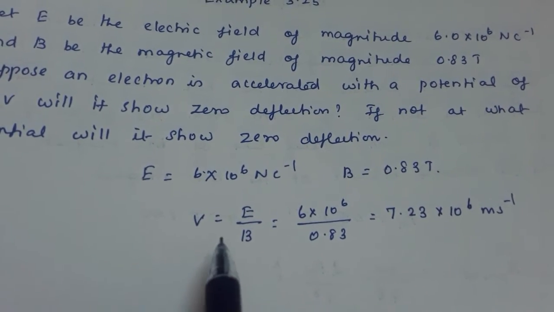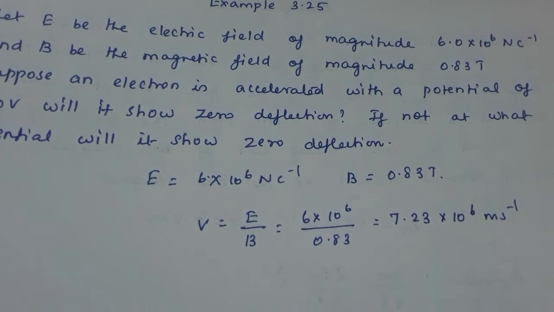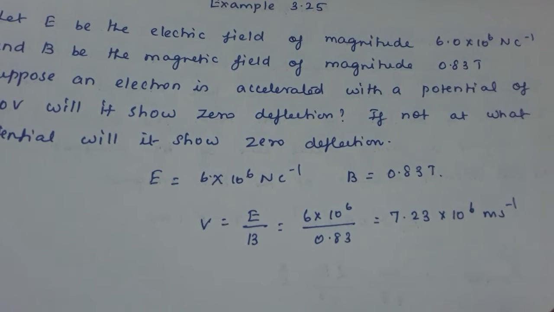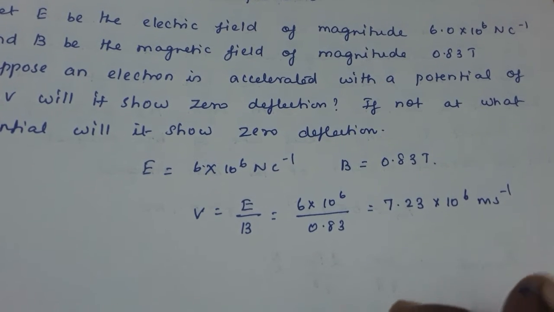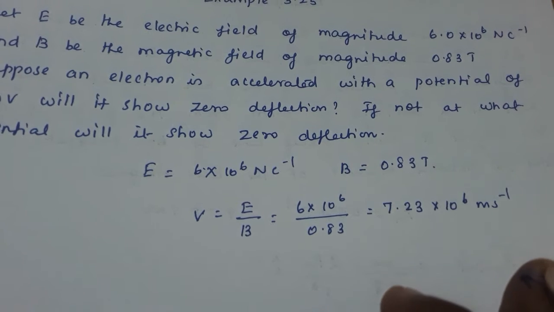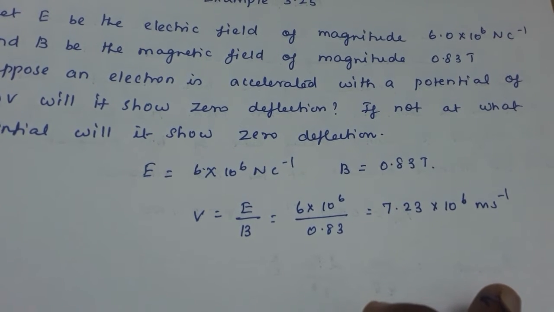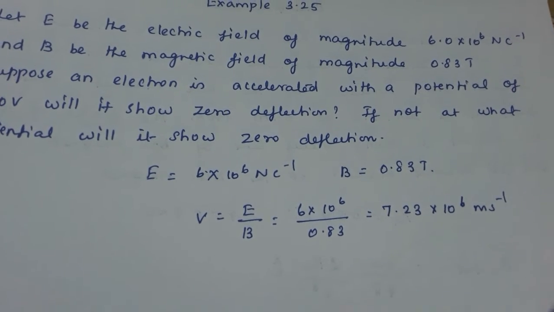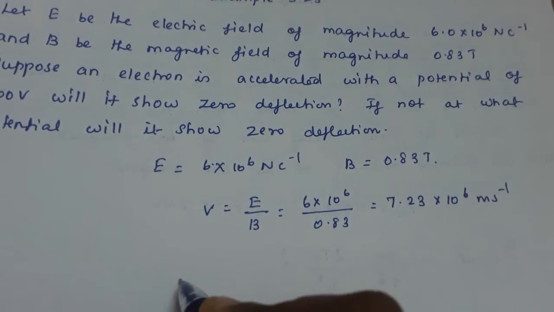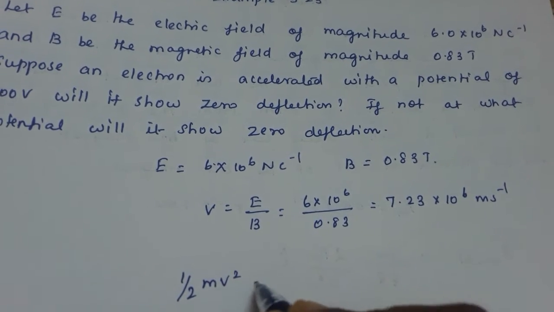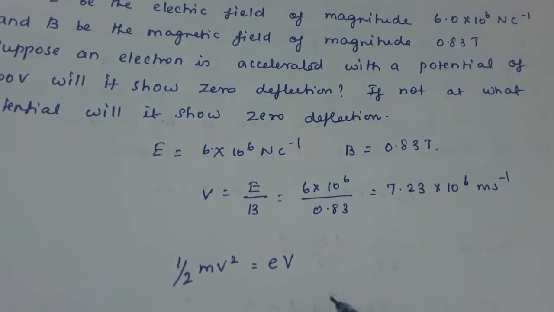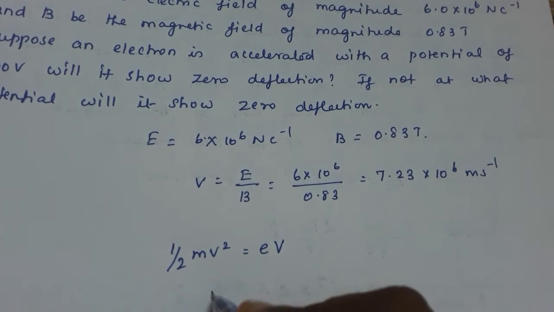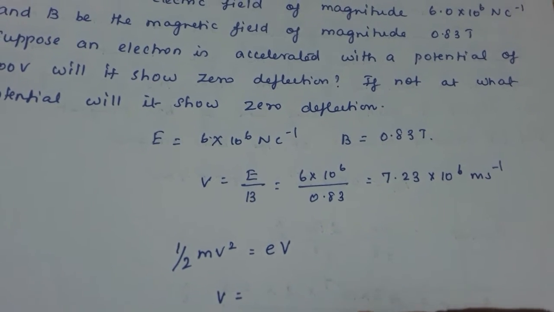Now, when an electron goes with this velocity, it shows zero deflection. Now, we are applying a potential of 200 volt. When we apply a potential of 200 volt, the electron gets accelerated and it will acquire kinetic energy. Therefore, the kinetic energy is equal to the given potential energy, so half mv square is equal to eV. At what speed is it moving at 200 volt? We have to find it out.